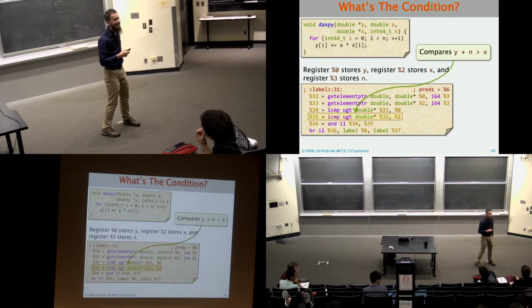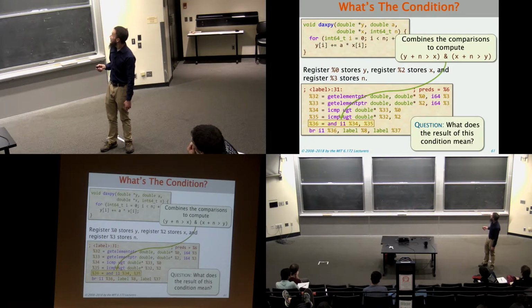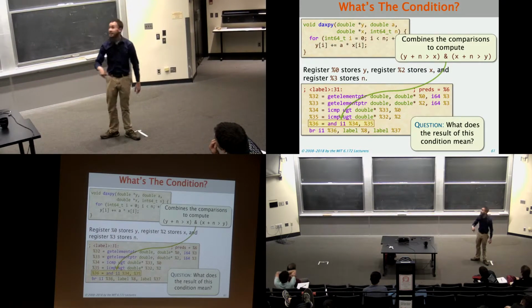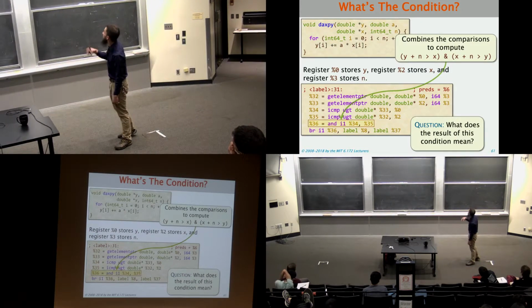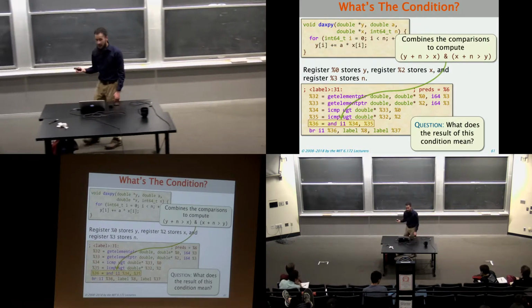Yep, go for it. Advance the results. Bitwise AND of the results. So this computes the comparison. Is x plus n greater than y? Bitwise AND, is y plus n greater than x? Fair enough. So what does the result of that condition mean?